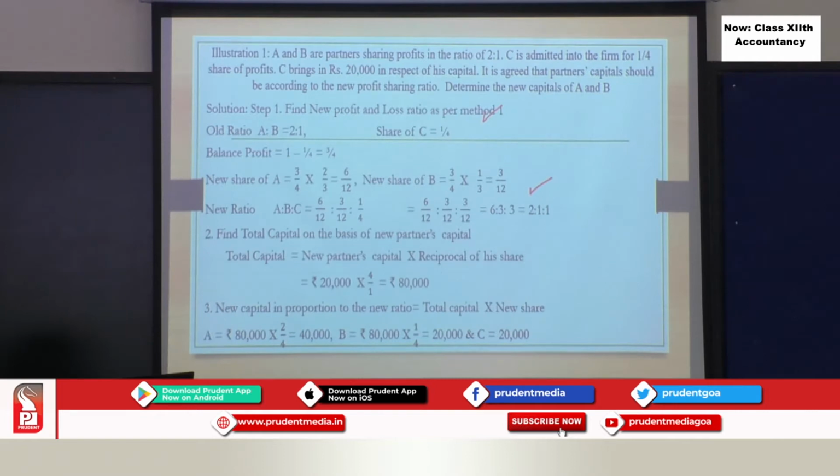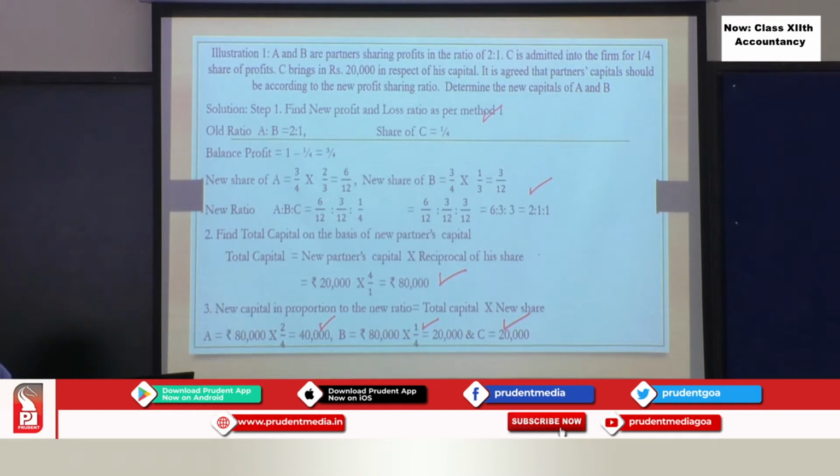The total capital is rupees 80,000, and divide this 80,000 in the new ratio which is 2 is to 1 is to 1. So, you are getting 40,000 for partner A, 20,000 for partner B and 20,000 for partner C. So, these are the proportionate capitals which partners are going to use as their closing balance.